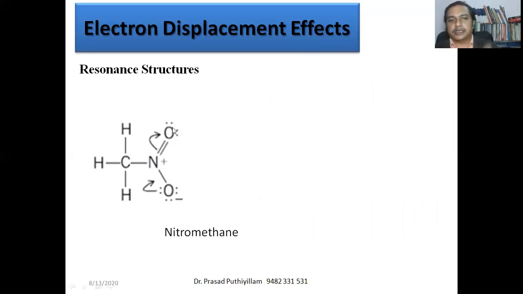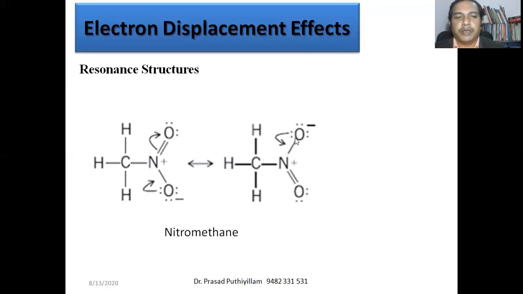Another example of resonance structures is nitromethane. In nitromethane, nitrogen forms a double bond with one of the oxygens, whereas it forms a single bond with another oxygen, which has a negative charge. There is a possibility of shifting the electron density of oxygen because it is less stable with the negative charge. The electron density can shift here, forming a double bond here. When it forms a double bond here, this electron will shift to the other oxygen, so we get this structure. Again it repeats: this contributes back, forming a double bond here, and this shifts here, forming a negative charge.